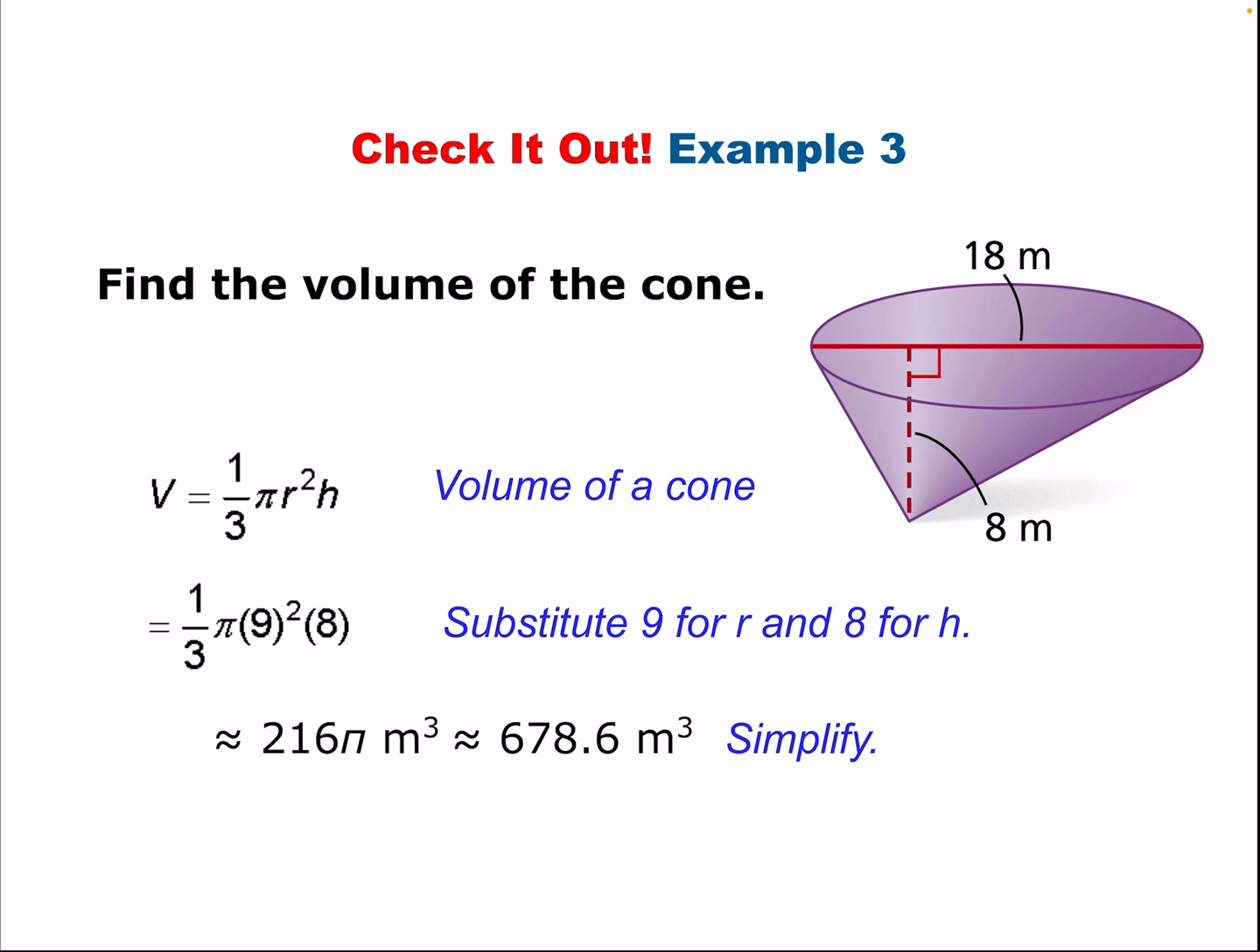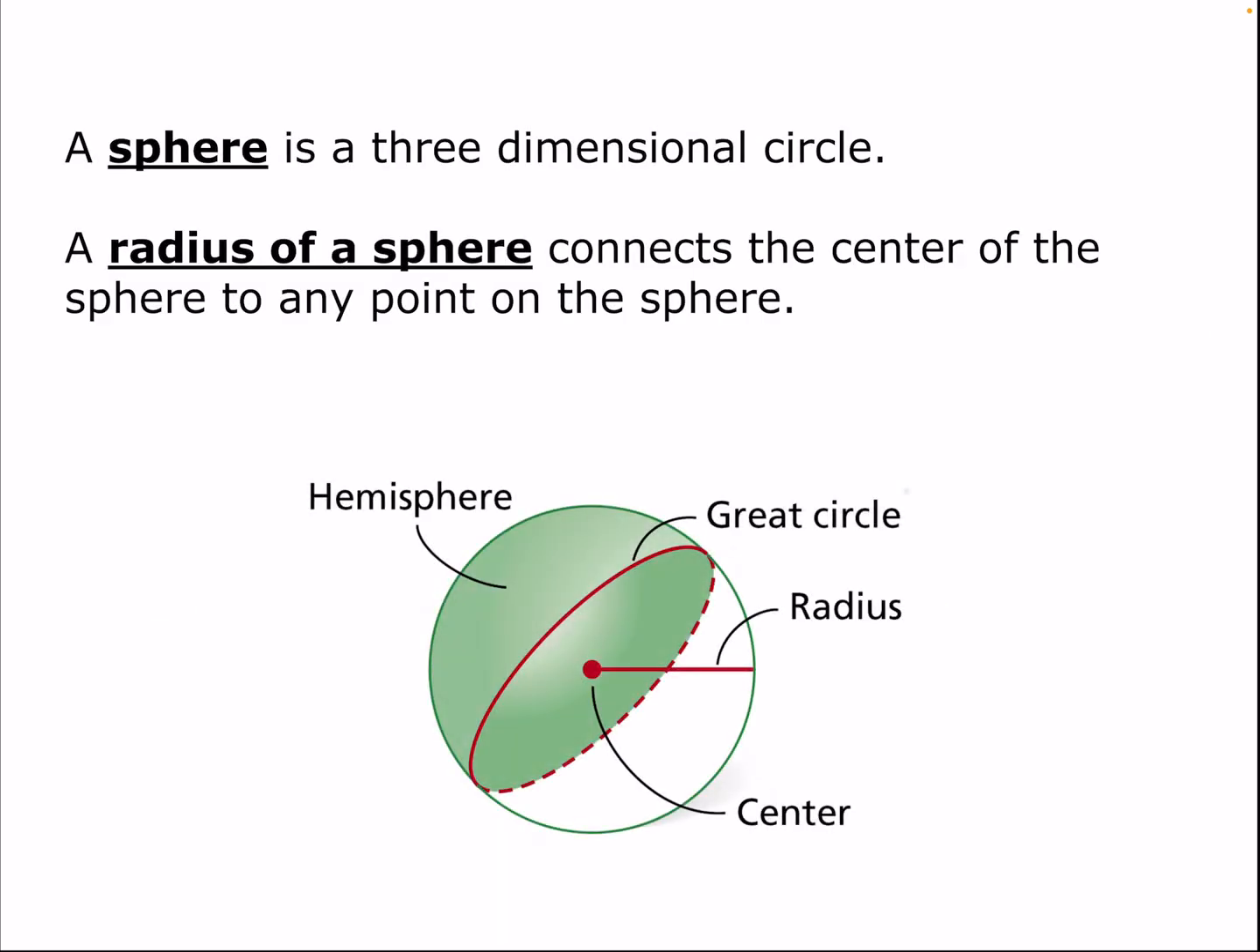216 pi meters cubed. And finally, let's talk about spheres in terms of our shapes. Remember, we already looked at this. The sphere is a 3D circle.